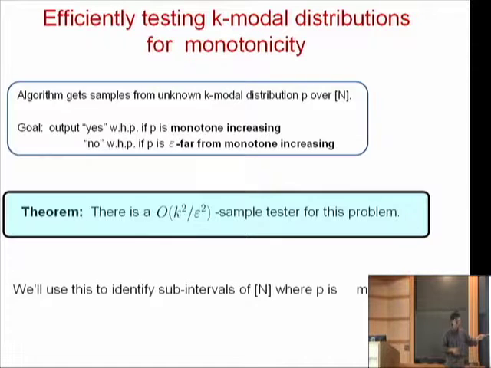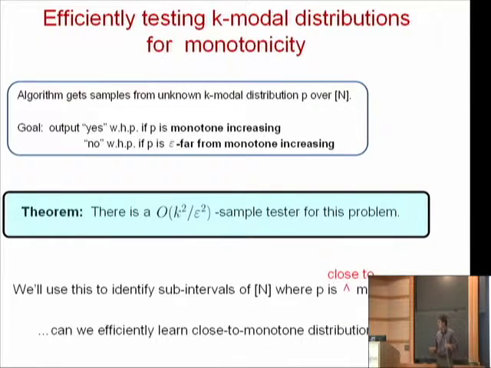Anyway, let's just, for the moment, pretend we actually have this testing algorithm. At a high level, we're going to use it to identify subintervals of our big domain where the distribution is monotone. But there's a suspicious-looking space here, because, of course, it's a tester. It can't really tell us, cross my heart and hope to die, that the interval is guaranteed to be exactly monotone. It can only tell us that the interval is close to monotone.